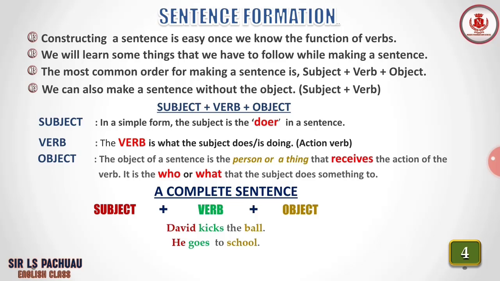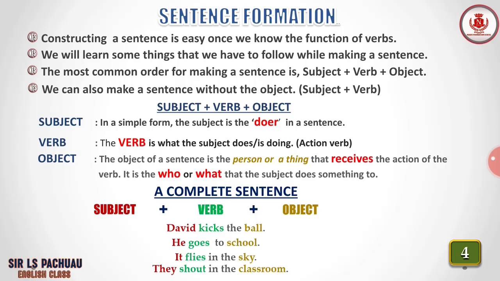He goes to school. He is the subject here. In the previous sentence we used a name or a noun, but here, in he goes to school, we use a pronoun. Goes here is the verb, and school is the one that receives the action. So school is the object.